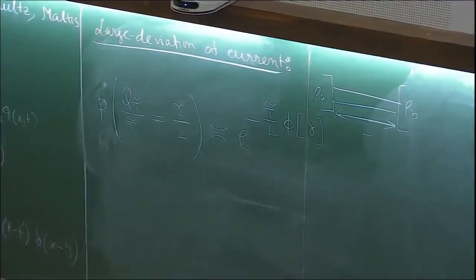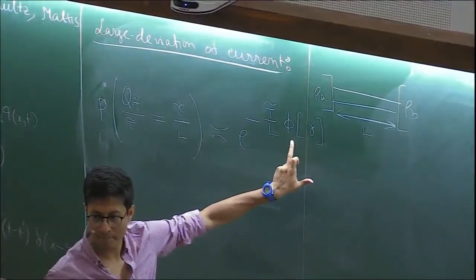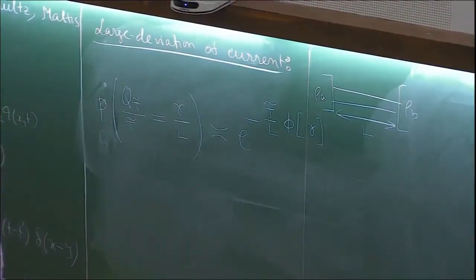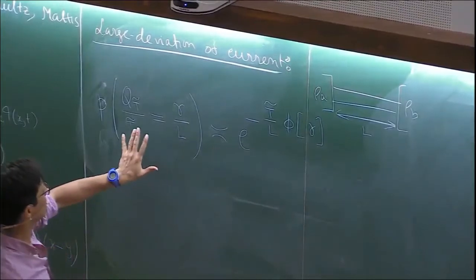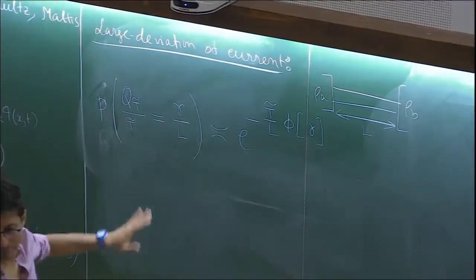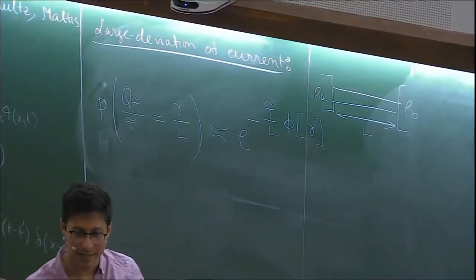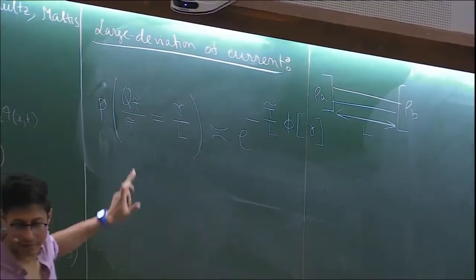Okay. And the problem is to calculate this function phi. The point is very similar as before. If I want to calculate for the case of not large t, then one could still formulate the problem in terms of action minimization. But this additivity conjecture would not work there. So the additivity conjecture works if you are considering t very large.